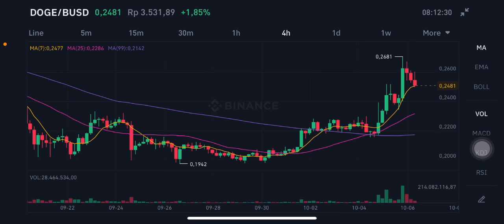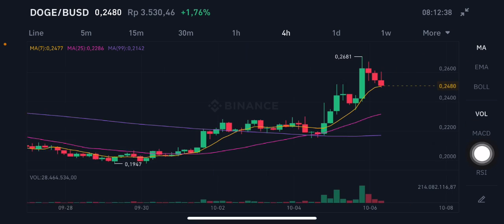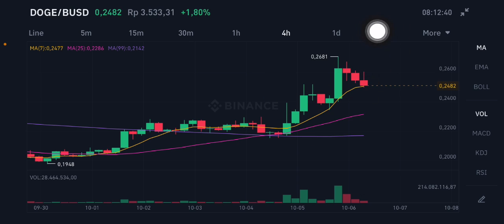Dogecoin, your favorite cryptocurrency, is already having a correction like in the last 12 hours. The previous move is already gained, right? A really big volume went up already, making it to 0.2681 US dollar, and now it's having a correction, going to the yellow one here, the moving average 7 at 0.2477 US dollar.